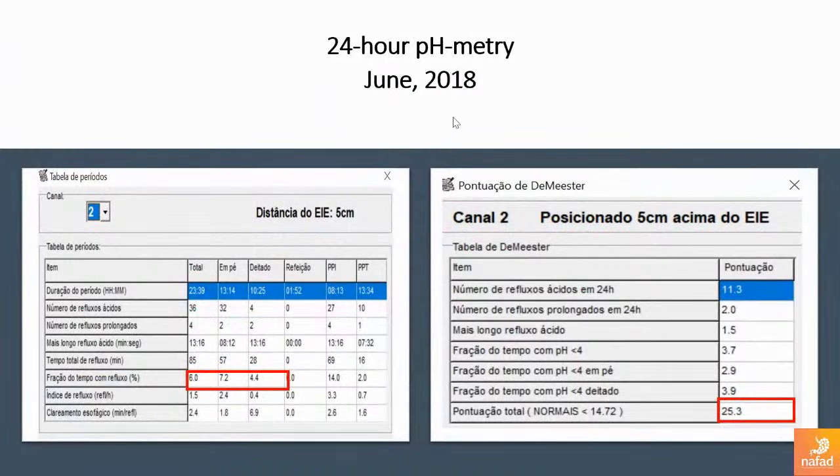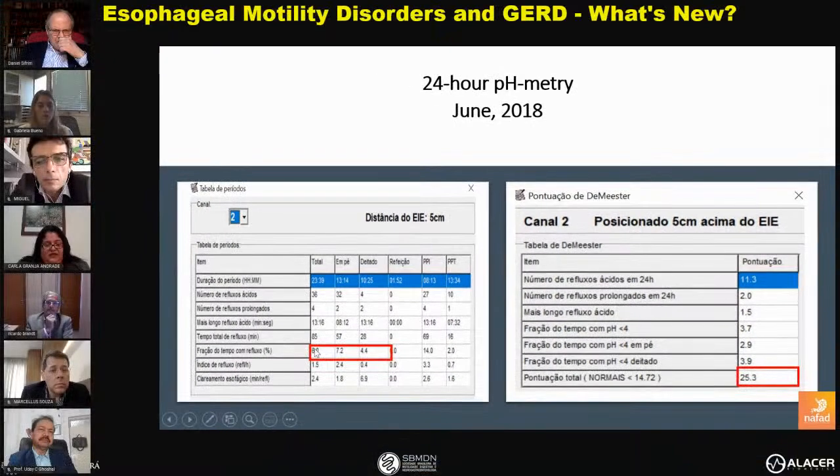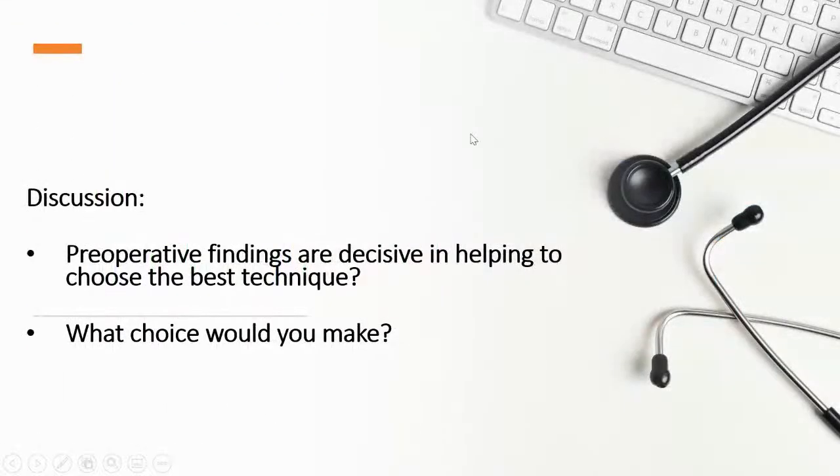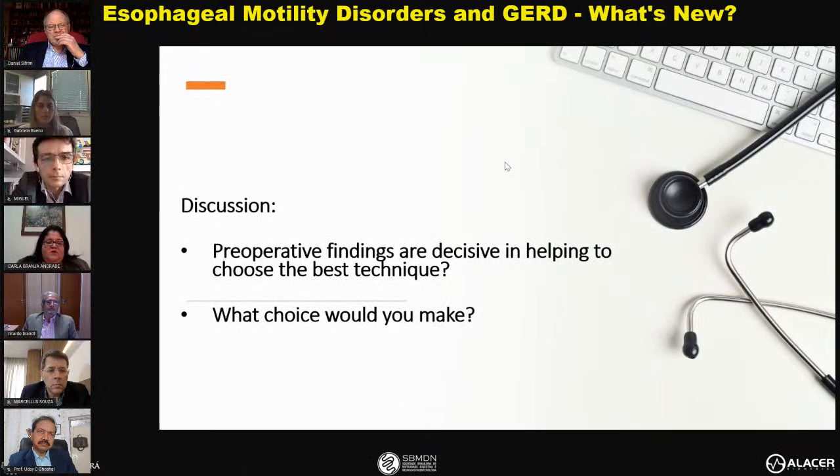We did a pH metry that shows this patient has an acid exposure total time of about 6, and the Mr. 25.3. And this is the image of the pH metry. Here we have two questions. Preoperative findings are decisive in helping to choose the best technique in these patients. What choice would we make for this patient?